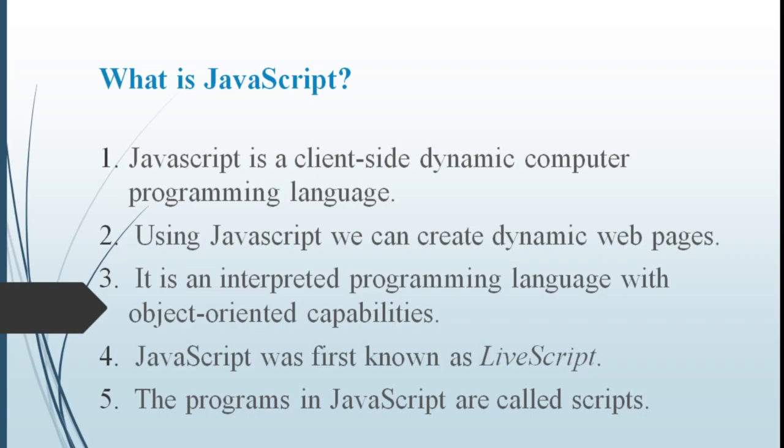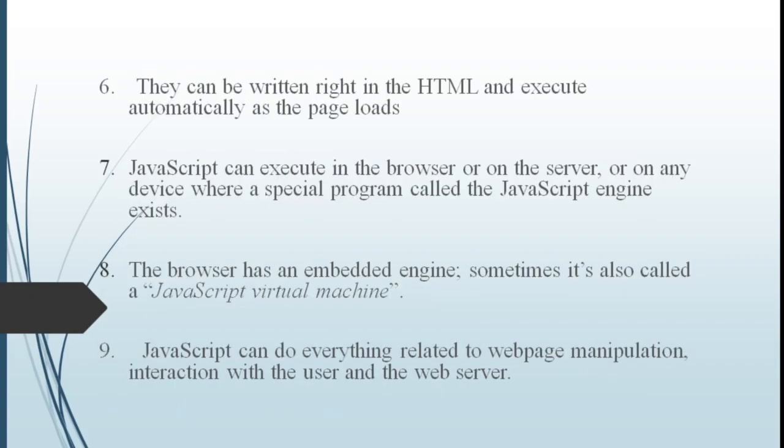JavaScript is also known as LiveScript. Here we call it as scripts. The programs in JavaScript are called as scripts. They can be written in HTML and execute automatically as the page loads. How do we execute these programs? Similarly, how we execute HTML code, like that only. We will write all the code in HTML tags and save it as .html, and execute in a browser.